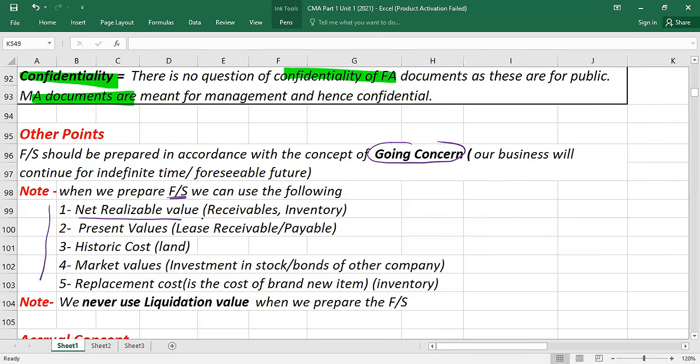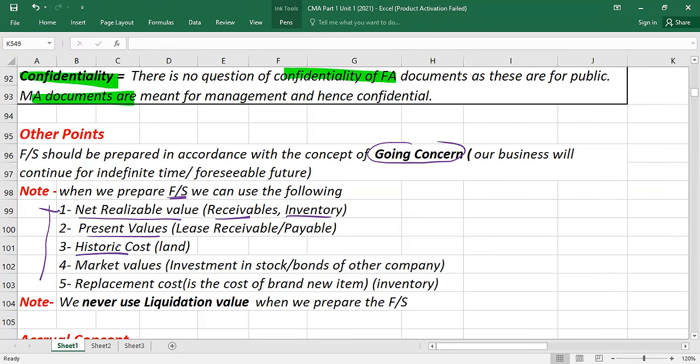For example, we record receivables on NRV, because for receivables we record the collectible amounts. Uncollectible we are removing. It means realizable value we are recording. Plus we are recording inventory also at NRV. You will see. So what's the point you have to remember? NRV we are using to prepare financial statements somewhere. Second is what? Sometimes a lot of items in the financial statement we record on present values. For example, bonds, lease receivables, lease payables. We record on which values? On present values. It means present values we are also using.